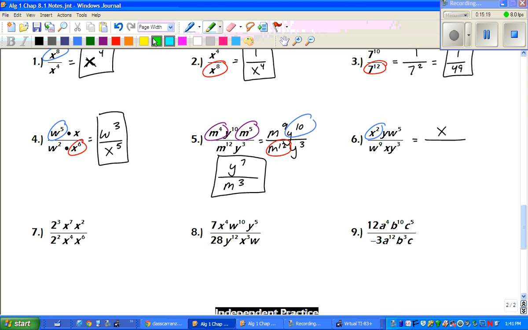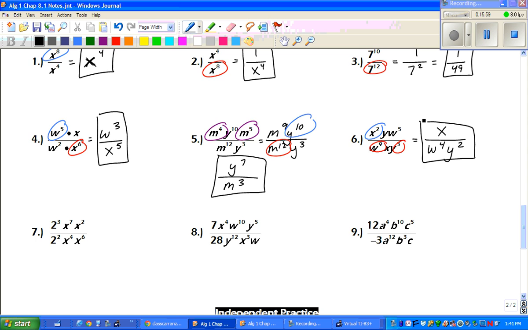Okay. So now let's look at the w's. Who wins with the w's, the top or the bottom? Okay, the bottom wins, and the bottom wins by 4. Okay, now the y's. Who wins, the top or the bottom? Well, the bottom wins, and the bottom wins by 2. So all we're really doing is kind of combining things when we need to, and then finding out who wins, the top or the bottom.